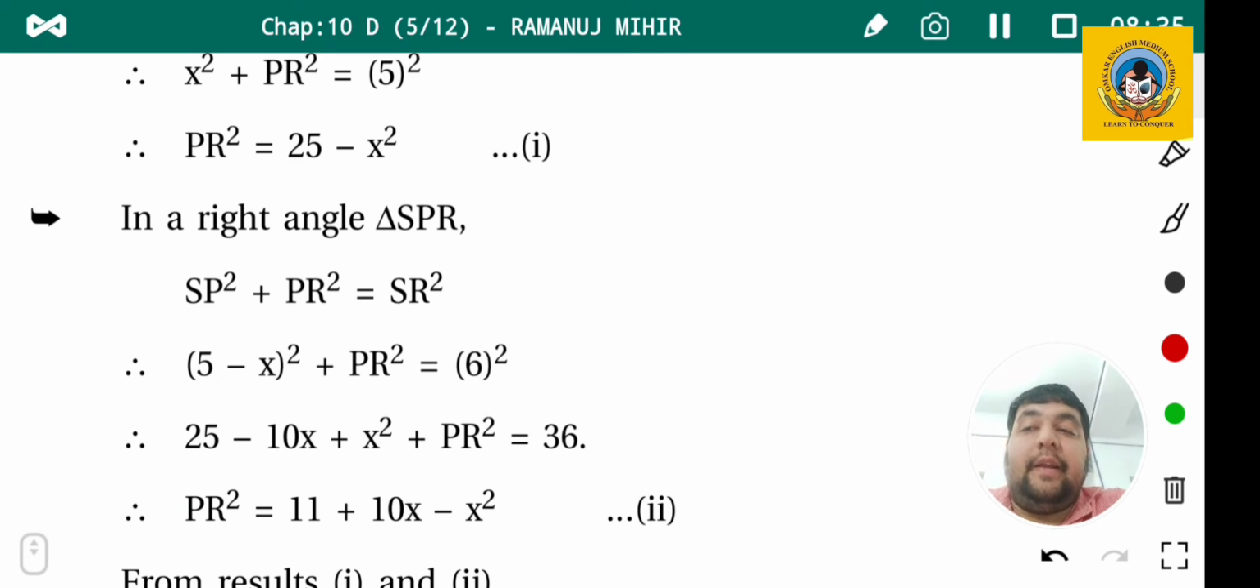So now in right angle triangle, SP square plus PR square is equal to SR square. So SP square is equal to 5 minus x whole square, because SP is 5 minus x. PR square is equal to 6 square. Now what is PR square? 25 minus x square.